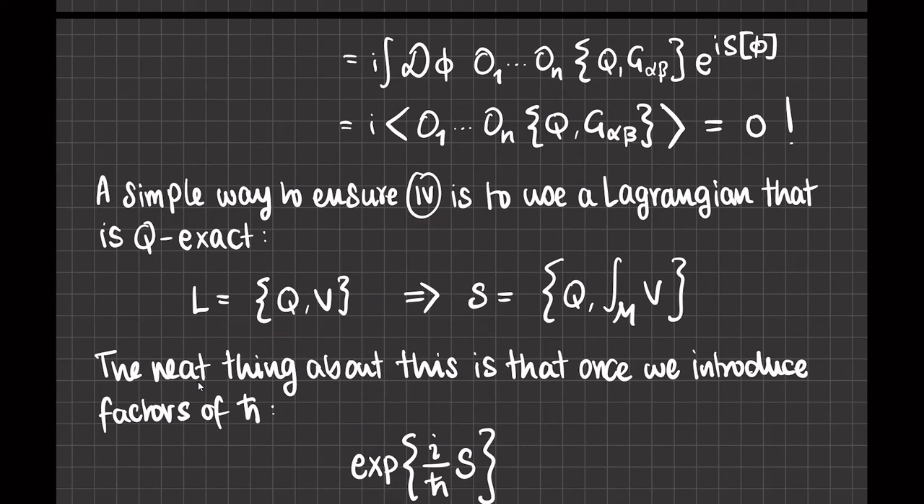Oh yes, absolutely. For example, I can imagine sending V to V plus Qλ. When I send V to V plus Qλ, we know that Q squares to 0, so the Lagrangian is not going to make a difference. The stress tensor might pick up some different changes. My point is that if we use a Lagrangian that is Q exact, we're guaranteed to satisfy property 4. That's all.